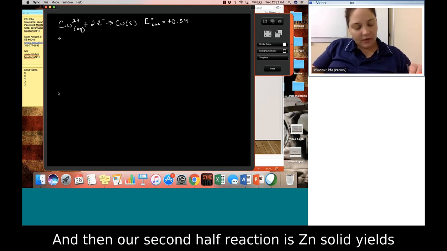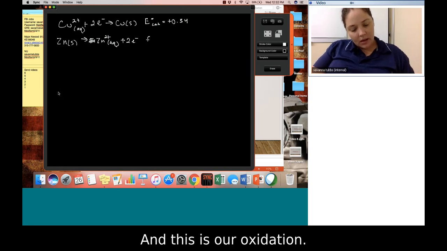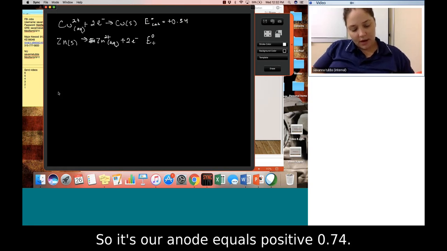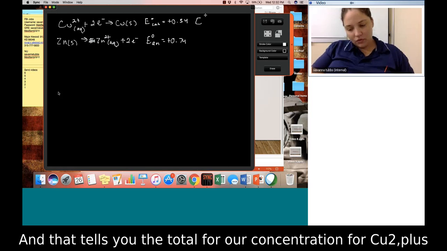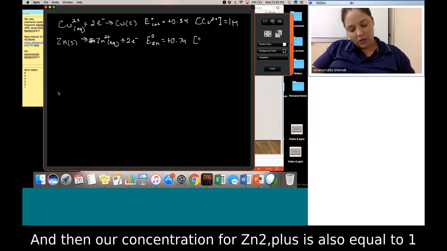And then our second half reaction is Vn solid yields Vn2+, which is aqueous, plus 2e-, and this was our oxidation, so it's our anode, equals positive 0.74. And for Cu, they told us our concentration for Cu2+ equals 1 molar, and that our concentration for Vn2+ is also equal to 1 molar.